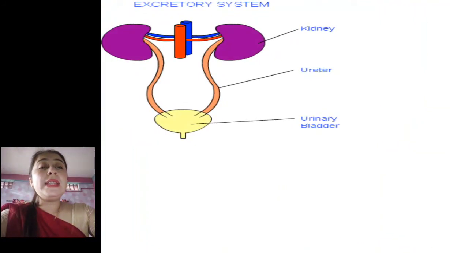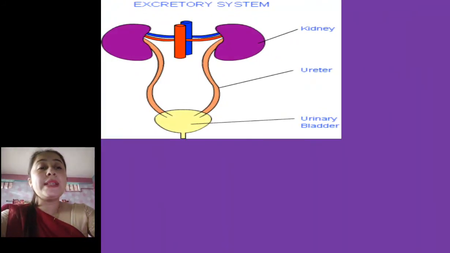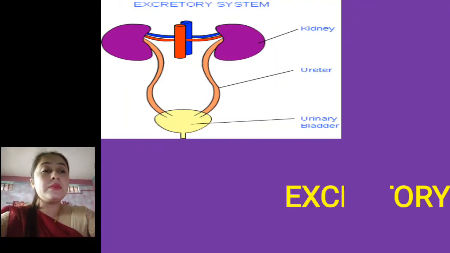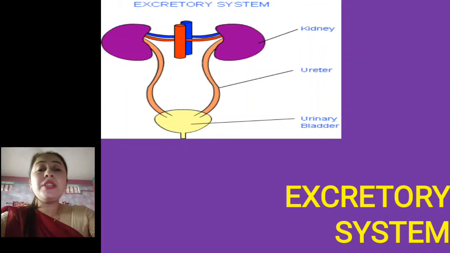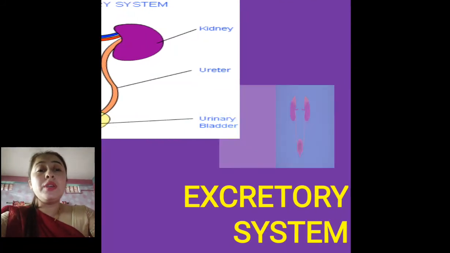Now the next system we will do, children, is excretory system. So the excretory system is the system which throws the waste out of our body. You know that there are so many unwanted things which are not required to the body. Some of them are thrown through the anus in our digestive system, but there are other excretory products which are thrown outside our body with the help of excretory system.